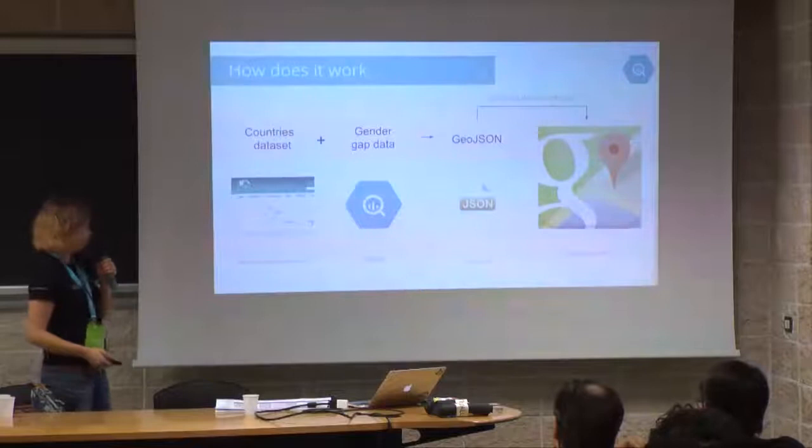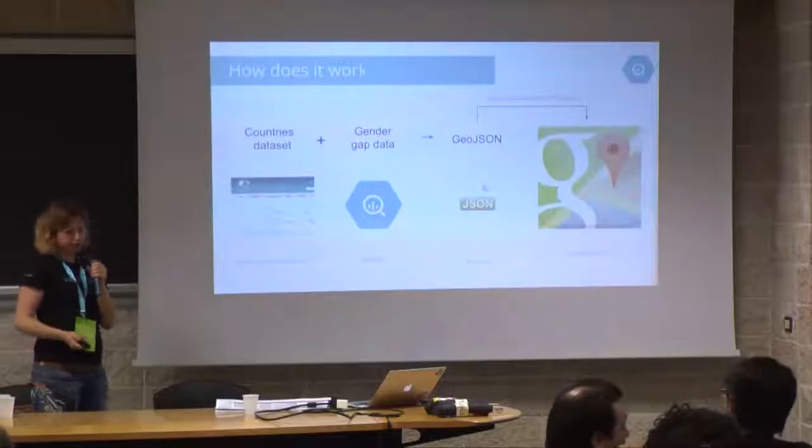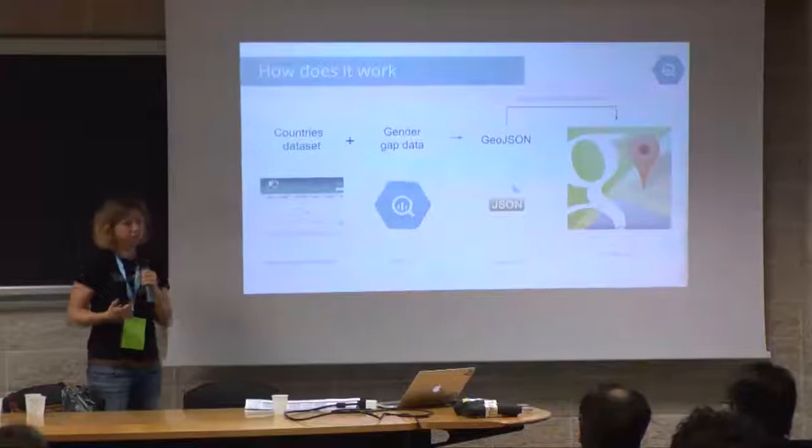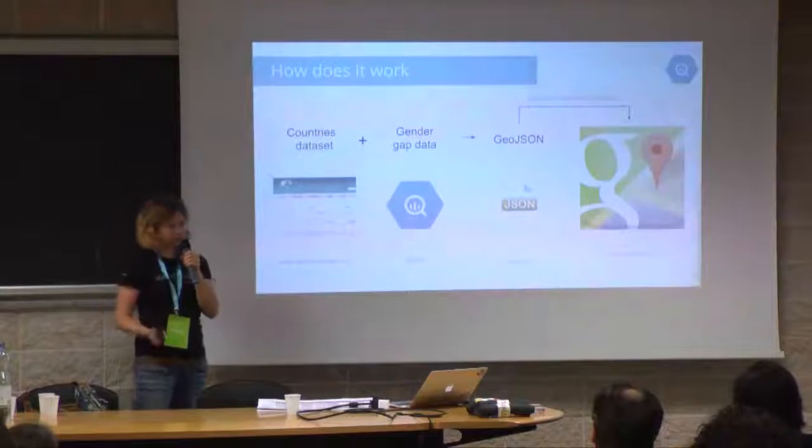In this demo, I'm joining two different data sets. One is the countries, because I want to draw countries over the map. And the other data source is what Felipe gave me about the gender stats from BigQuery. Countries data sets are easily available on the internet. I'm using the one published by naturalearthdata.com.